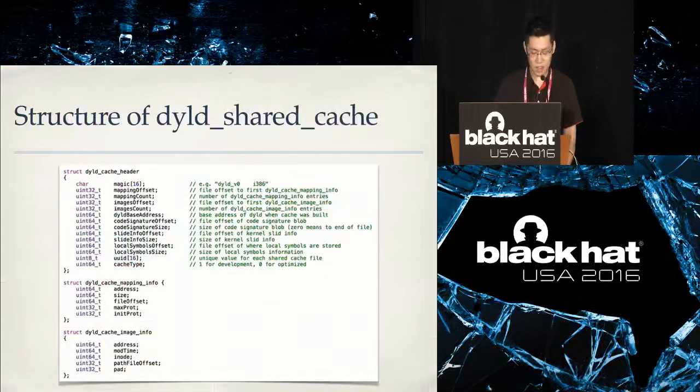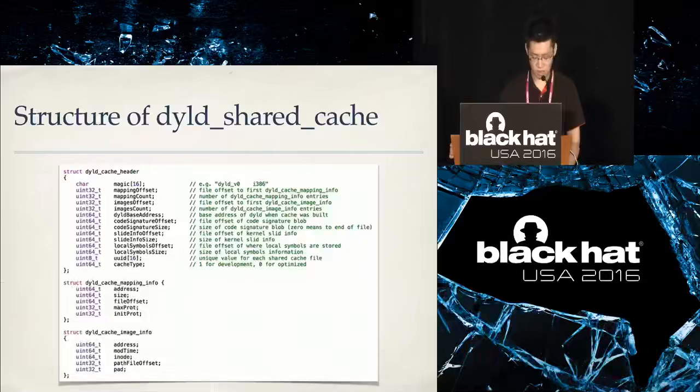So let's take a look at the structure of the shared cache header. This is well defined in an Xcode header file. At the beginning, there's the magic string, like dyld_v1 or something like that. After that, there's a mapping offset. The mapping offset points to an array of cache mapping information, and this structure is used to tell the kernel how to map the file into memory, like from which file offset and size, and map to which virtual address.